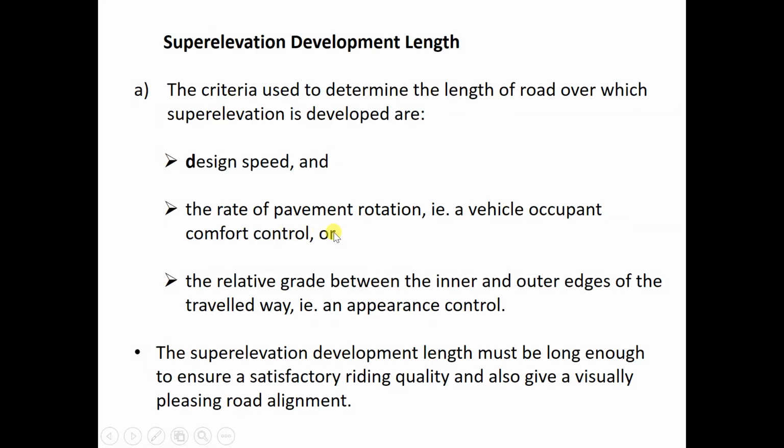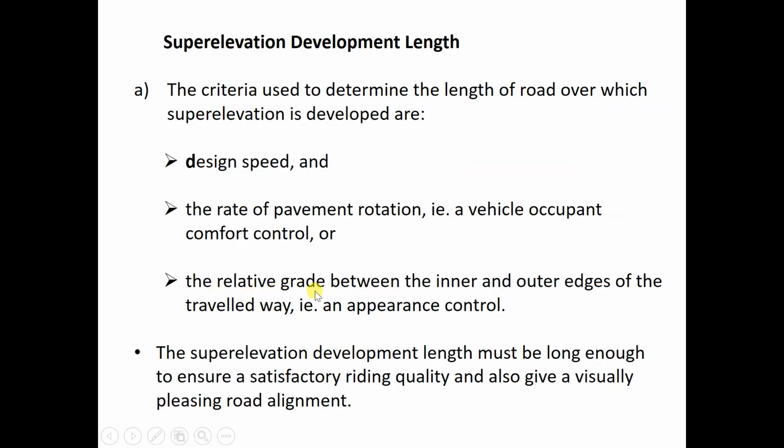The second is the rate of pavement rotation, i.e. the vehicle occupant's comfort control. So the super elevation could be determined by the rate of rotation. It could be 2% or 2.5% per second, or 3.5% per second.